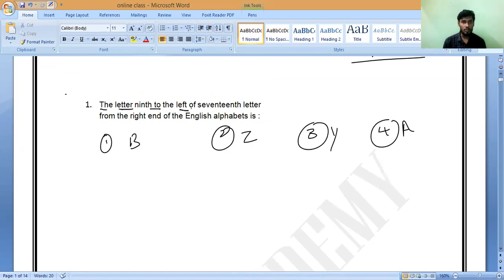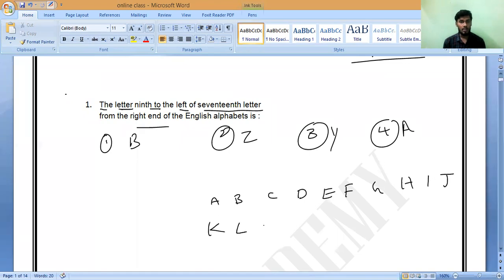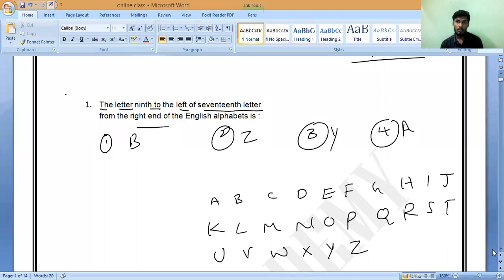The letter 9th to the left of 17th letter from the right end of the English alphabet. So please all of you write the alphabet. Tell me what? A, B, C, D, E, F, G, H, I, J, K, L, M, N, O, P, Q, R, S, T, U, V, W, X, Y, Z. Is it yes or no? Yeah, somebody saying, sir, A.